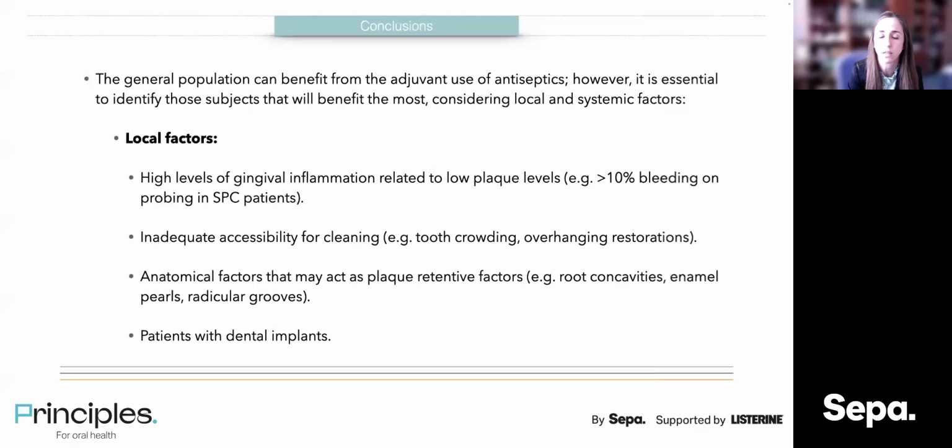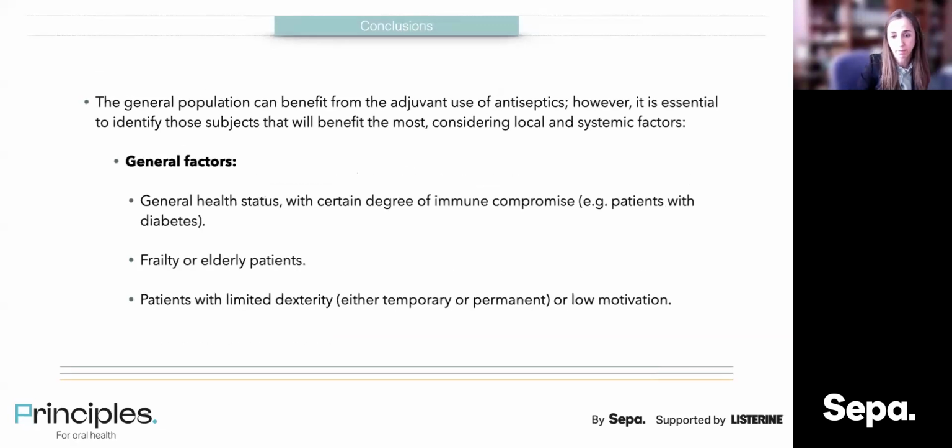Also in this chapter, we mentioned patients with high levels of gingival inflammation related to low plaque levels, in which the use of antiseptics may be an aid. And there are also general factors that will help professionals identify the ideal cases for recommending antiseptics.